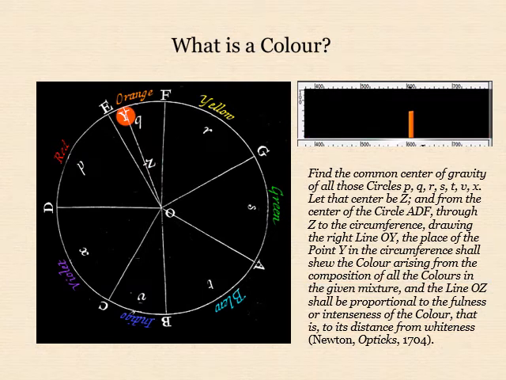A light that contains only a single ray or wavelength falls on the circumference of the circle, and so has the greatest imbalance possible in that direction, resulting in a disposition, Newton says, to appear intense and florid in the highest degree, that is, at the maximum saturation possible for that hue, in this case spectral orange.